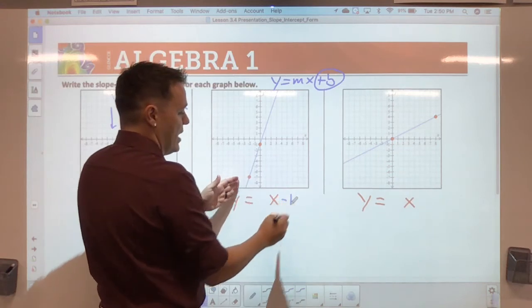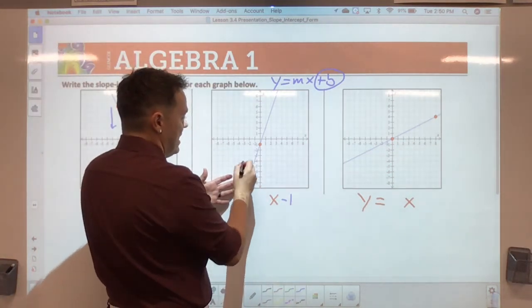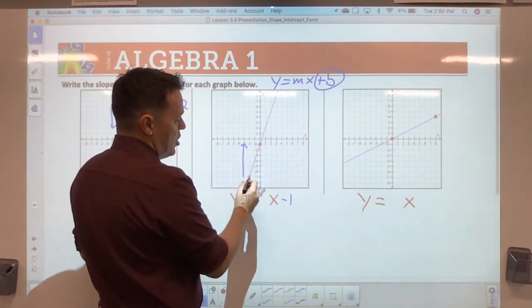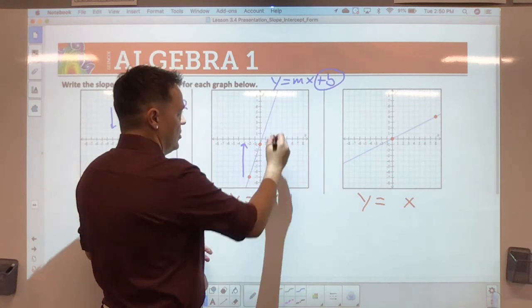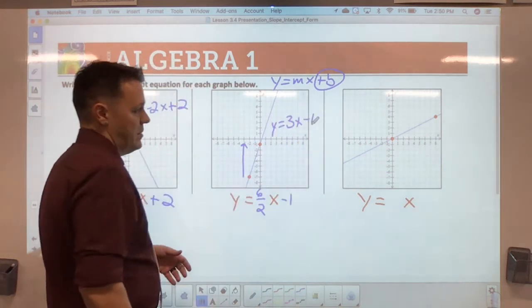All right, the other one here is positive, but where's my intersection at? It's at negative 1, so we know we're ending it with a negative 1. And then you have to tell me what the slope is. So I'm going from 7 to 1. That would be a 6 up, and then you would go 2 over. So ladies and gentlemen, it's y equals 3x minus 1.